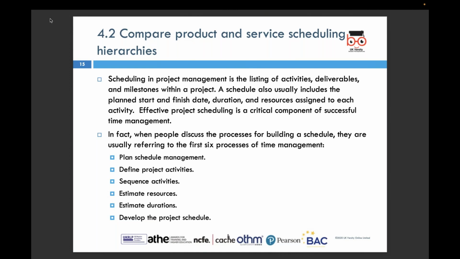So when people discuss the process for building a schedule, they are usually referring to the sixth process of time management. So the first one is plan schedule management. This process involves defining how the project schedule will be created, monitored, and controlled. Next one is define project activities. We identify and list all the specific tasks required to complete the project. Next one, sequence activities. In this process, we determine the logical order and dependencies among project activities.